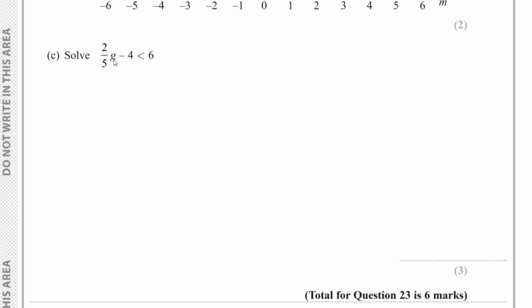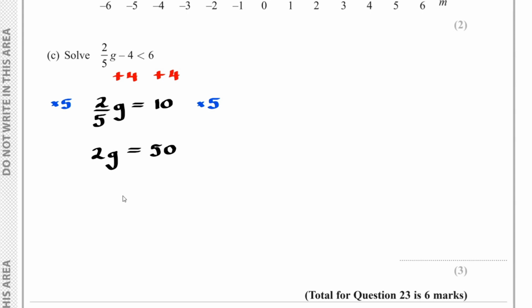Part C, we have to solve 2 over 5 g subtract 4 equals 6. Well, if I add 4 to both sides, that will tell me that 2 over 5 g is equal to 10. And if I multiply both sides by 5, that means 2g is equal to 50, and dividing both sides by 2, you will find g to equal 25.